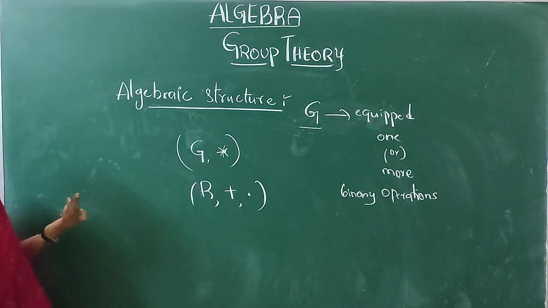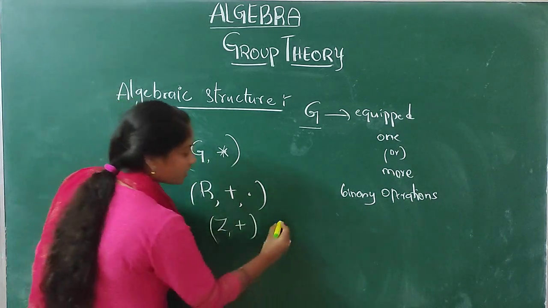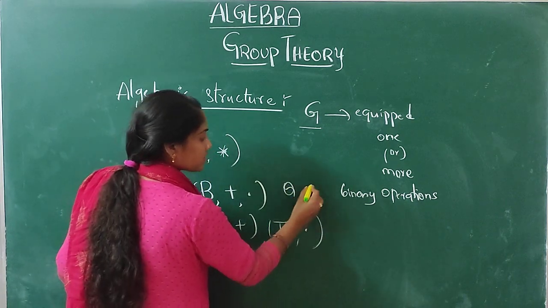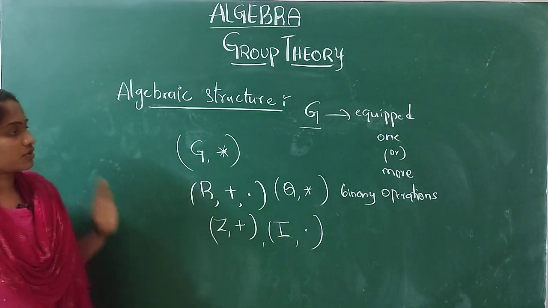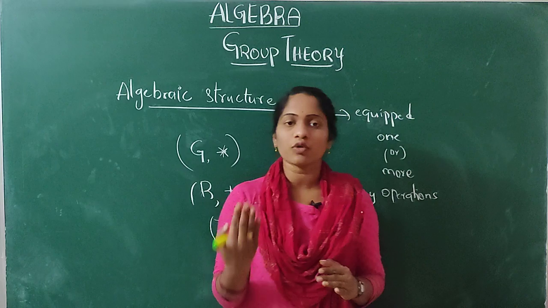So you can represent like Z comma plus is also an algebraic structure, I comma dot, Q comma star. So these are all algebraic structures. So this is about the algebraic structure. So now let us discuss, before going to the group.